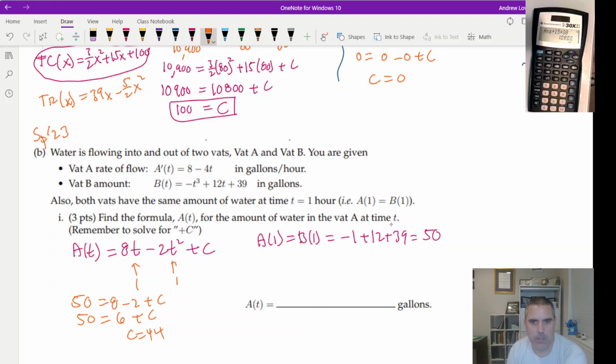So now we have it. We have 8t minus 2t squared plus 44. You can always check these things. Plug in 1, make sure you get 50. Hopefully I did that arithmetic right, that it was 50. All right.